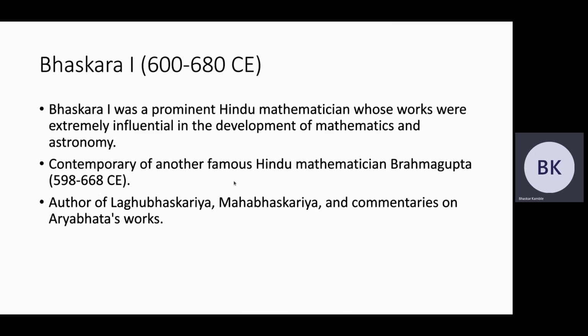So, who was Bhaskara I? Well, he was a famous Hindu astronomer and mathematician living in the 7th century, and his works were extremely influential in the development of mathematics and astronomy, not just in India, but in the whole world. He was contemporary to another famous Hindu mathematician, Brahmagupta, and some of the important works of Bhaskara I were the Laghubhaskariya, Mahabhaskariya, and his commentary on Aryabhata's works.